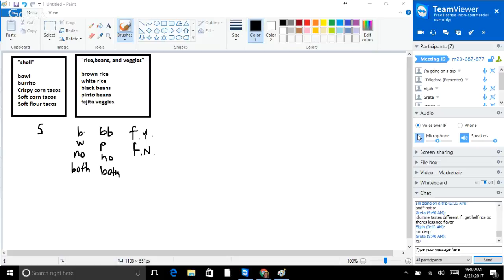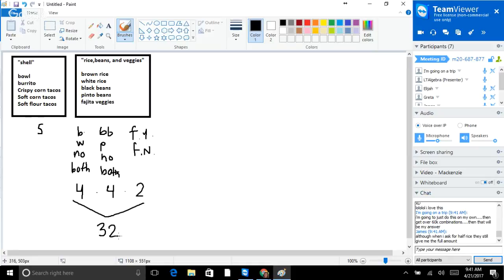Okay, so if we go to rice, beans, and vegetables, we have basically 4 choices for rice: brown, white, no rice, both rices. We have black beans, pinto beans, no beans, or both beans, right? And we have fajita veggies or no fajita veggies. So if we multiply all those together by the counting principle, we have 32 different ways.